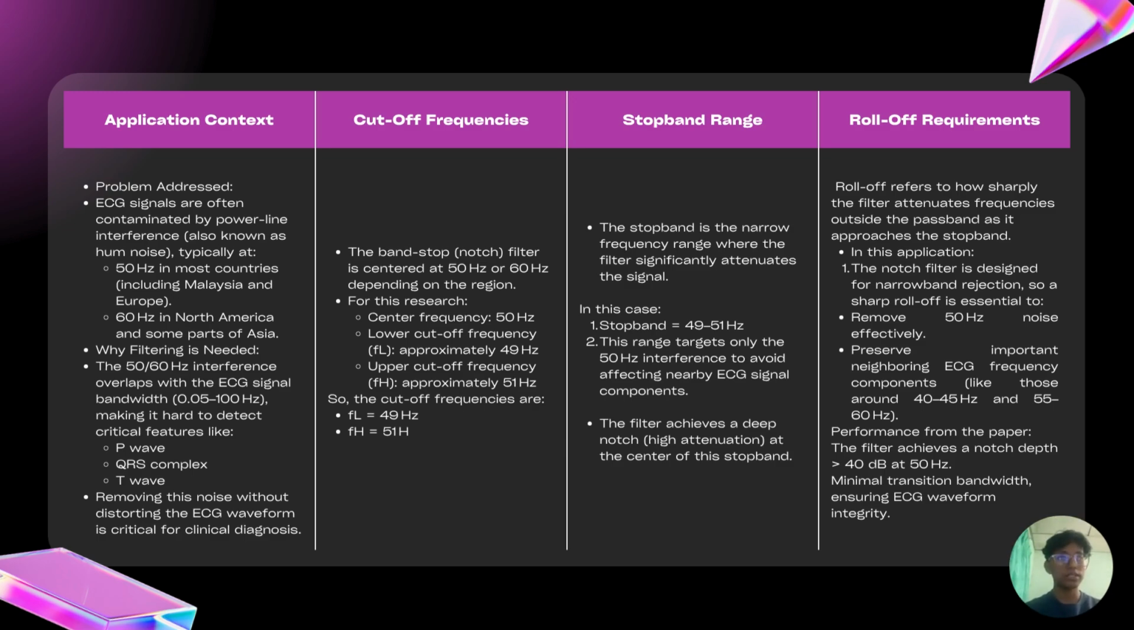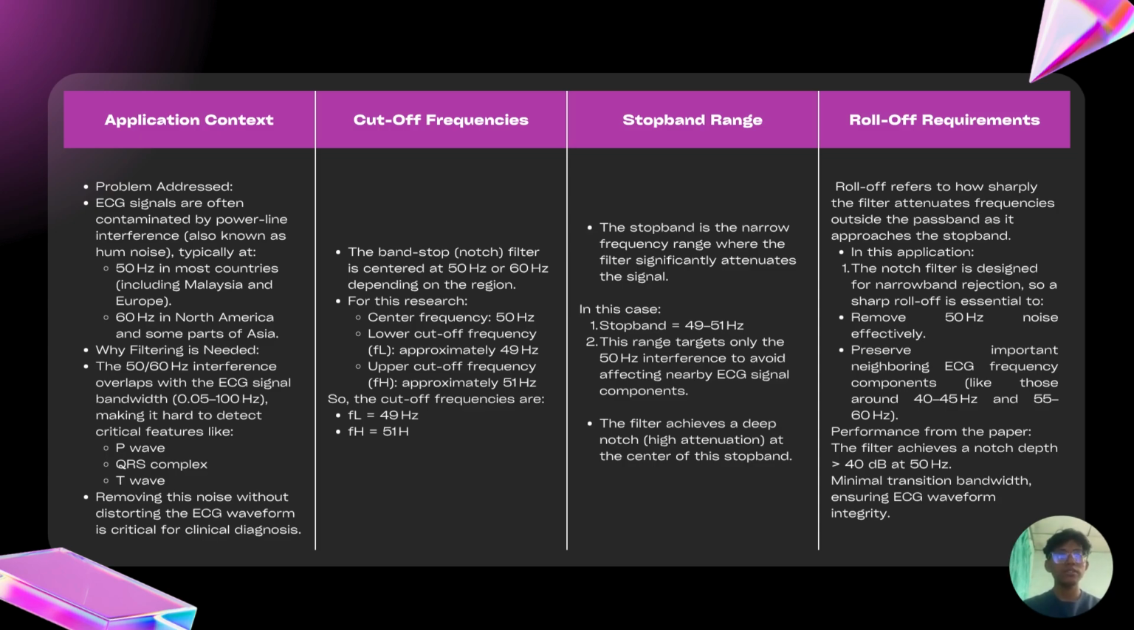For the next one is cut-off frequencies. The bandstop, or what we call a notch filter, is centered at 50 Hz or 60 Hz depending on the region. For this research, the center frequency is 50 Hz. Lower cut-off frequency approximately 49 Hz. Upper cut-off frequency approximately 51 Hz. So the lower cut-off frequency is 49 Hz, and the upper cut-off is 51 Hz.